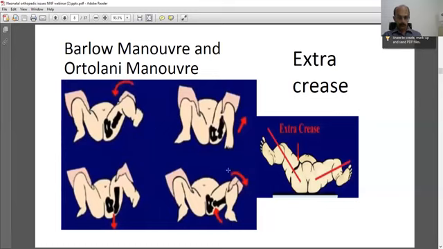In Ortolani's, that is the second one, we give a traction with a pressure at the greater trochanter to slip the femoral head, which is already displaced, back into the acetabulum. So we are not provoking it outside, we are just pulling it back. That means to say it's already displaced. So this is a very important sign. Though we haven't done anything to push it out, it's already outside. So Ortolani's is the single most important maneuver to screen for a DDH.